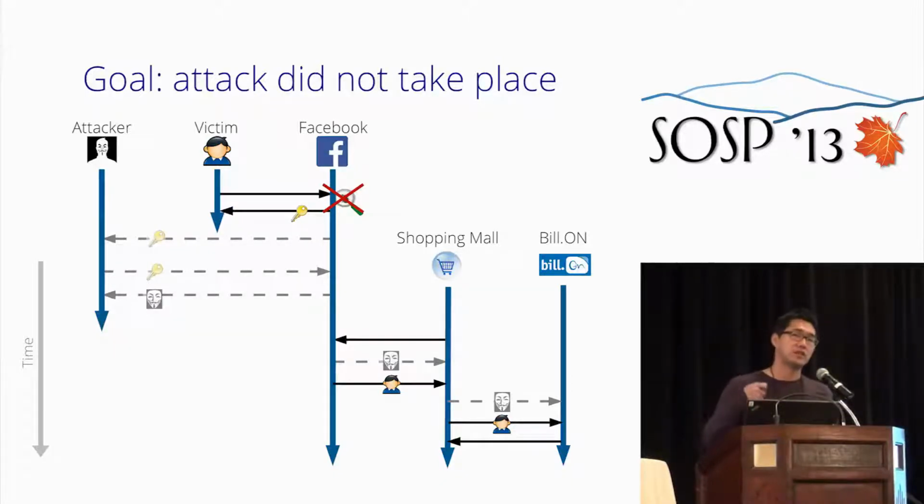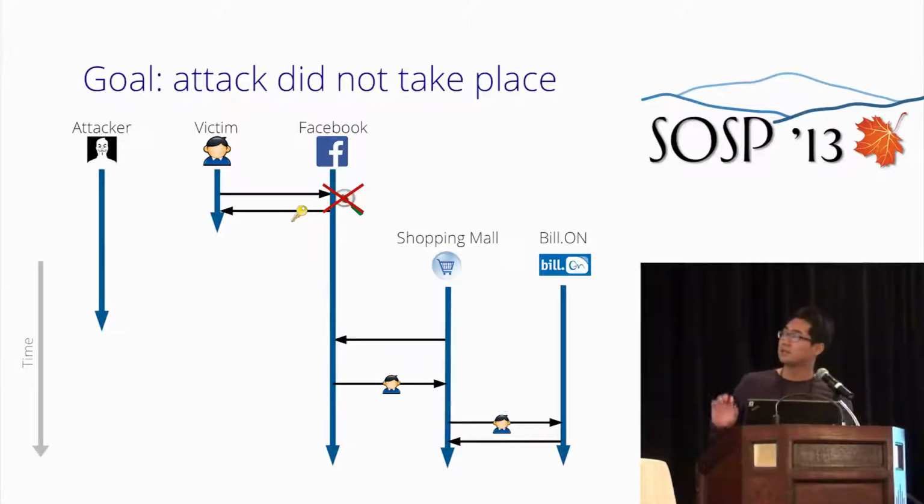When the victim user initiates authentication to Facebook, because we don't have the vulnerability at this moment, we simply return the access token to the user. And when the shopping mall contacts Facebook, it will get the correct victim user's address. And similarly for the bill-on service. We think this is the ideal state after successful recovery.